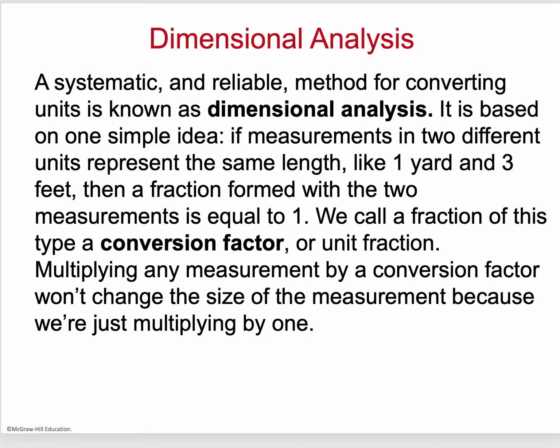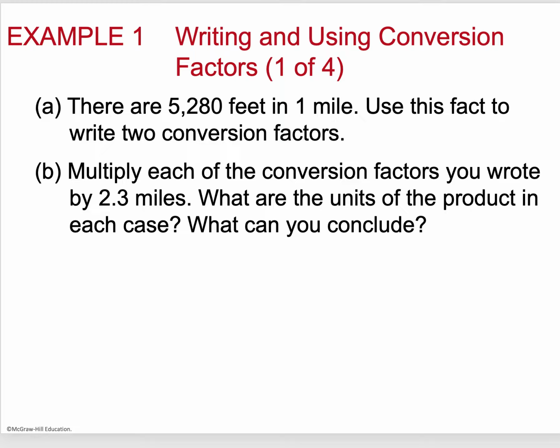So it's really just rooted in this simple idea. If measurements in two different units represent the same length, then a fraction formed from the two measurements is equal to 1. So meaning if I have something of 3 feet converted to inches, the fraction that I'm multiplying by is going to keep it balanced. And we call this fraction a conversion factor. So if we take the measurement and we multiply it by the correct conversion factor, we're keeping things balanced and we're able to convert between units.